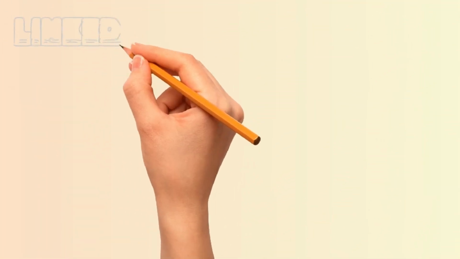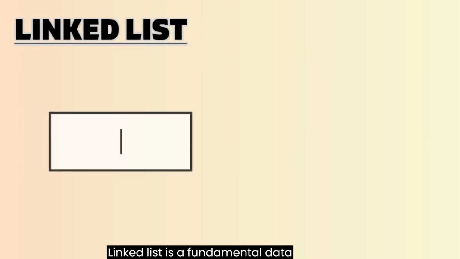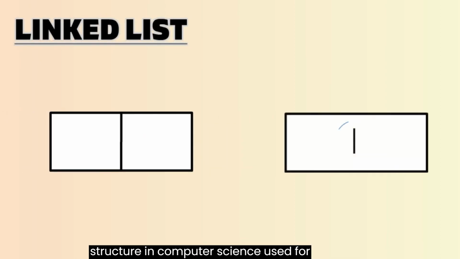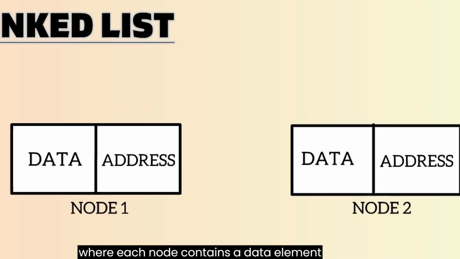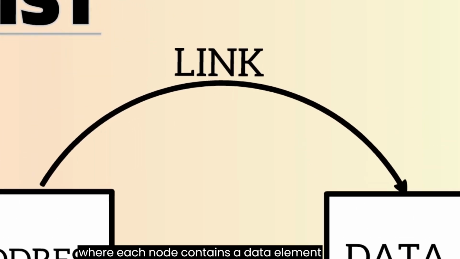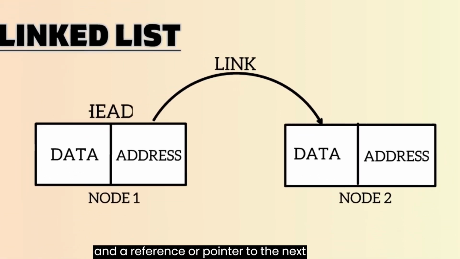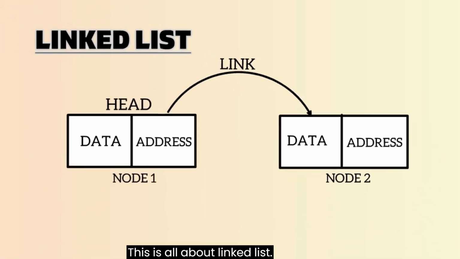Today we are going to discuss linked list. Linked list is a fundamental data structure in computer science used for storing and organizing data. Linked list is a collection of nodes where each node contains a data element and a reference or pointer to the next node in the sequence. This is all about linked list.